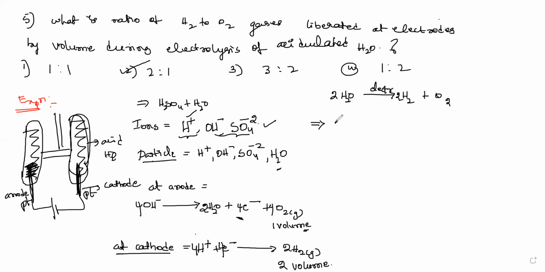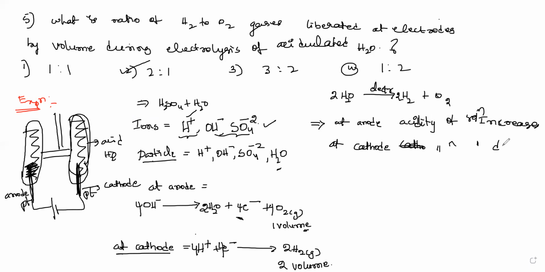So at the anode, acidity of the solution increases. But at the cathode, acidity of the solution decreases. At the cathode, acidity of the solution decreases. What is the reason?